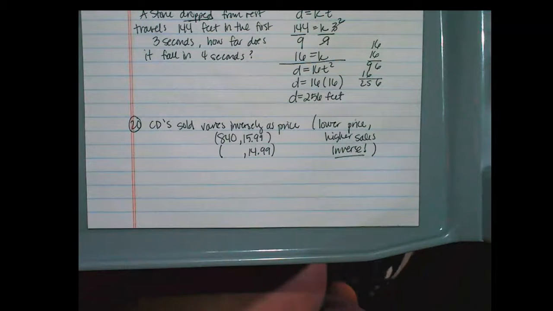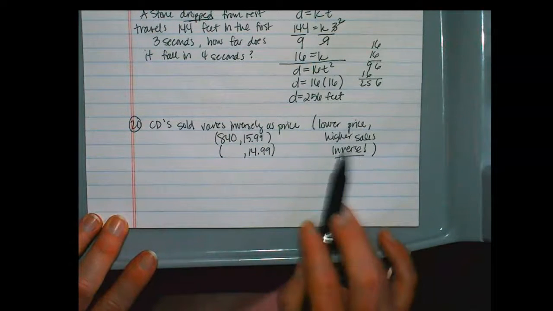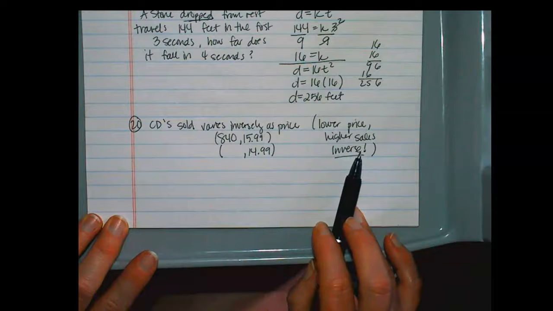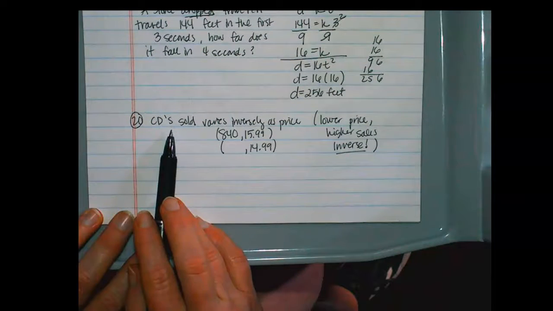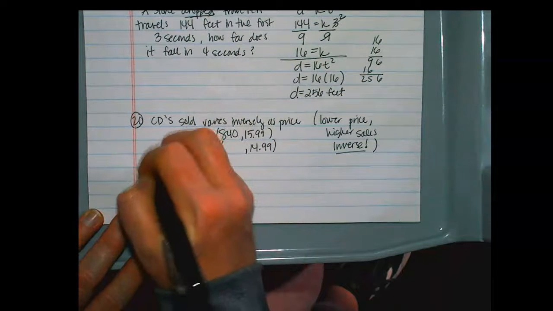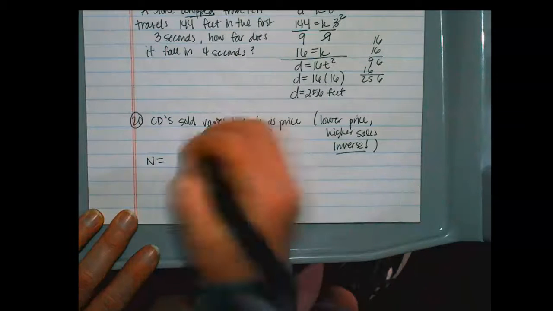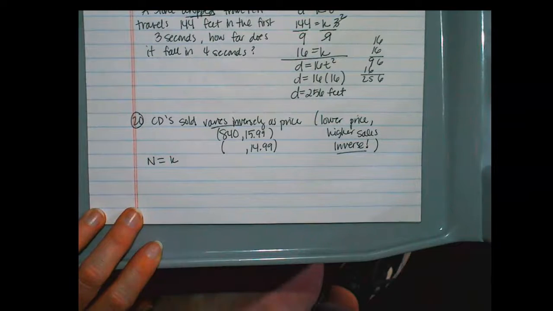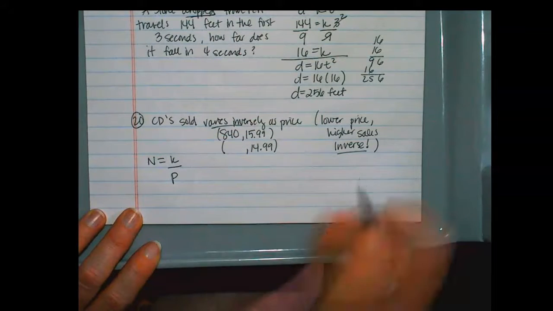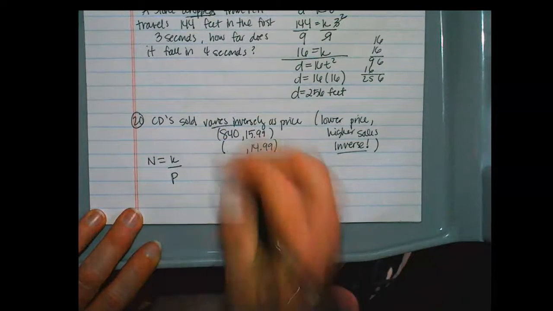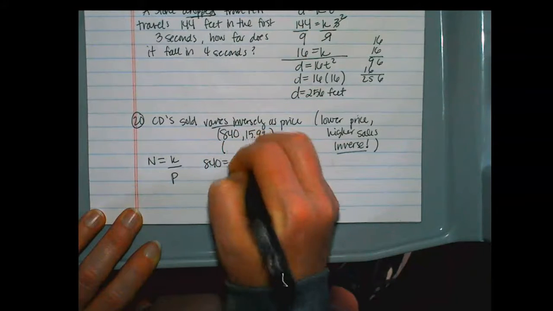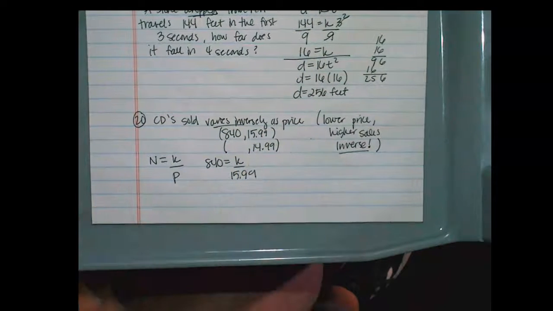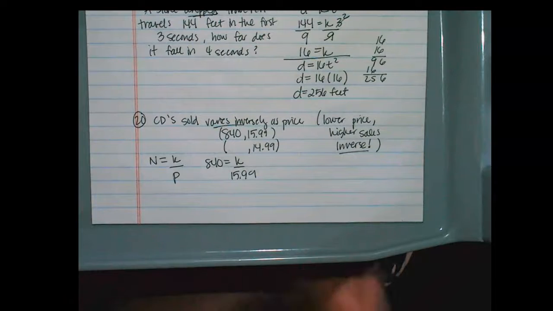Number 20, CDs sold varies inversely as price. So inversely means that as things get smaller, the other value gets higher. They don't both grow. So here we go. The number of CDs sold, this is the number of CDs, so I'll call this number, equals k, because it varies, so it's not equal to, it has some constant variation, inversely as price. Plug in what they gave us, number of CDs and the price. 840 equals k over 15.99. And so we're going to find out our constant of variation.